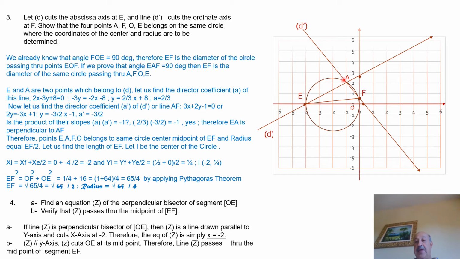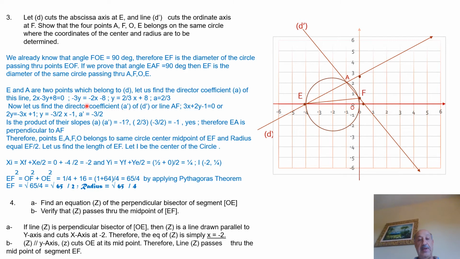Let's prove D and D prime are perpendicular. If D and D prime are perpendicular, it means that the director coefficient of D times the director coefficient of D prime should be equal to minus 1. So for two perpendicular lines, the product of their slopes should be equal to minus 1. Let's see if their product is really equal to minus 1.